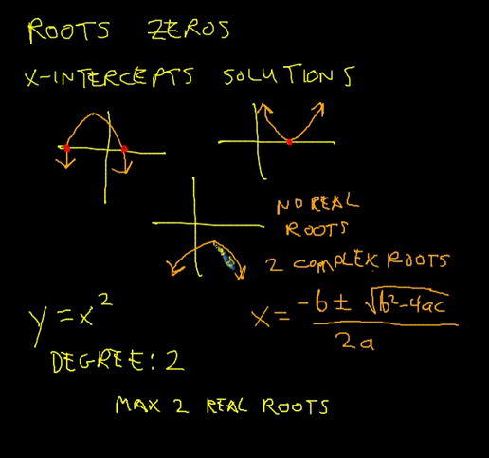Now, they can have less than two real roots, but they'll always have two roots. So here's two complex roots, and here's two real roots. In this particular case, we can also have one real root, and this guy does not have any complex roots.